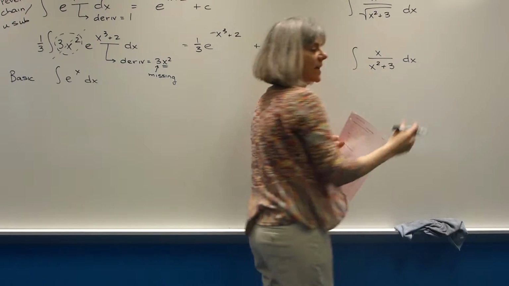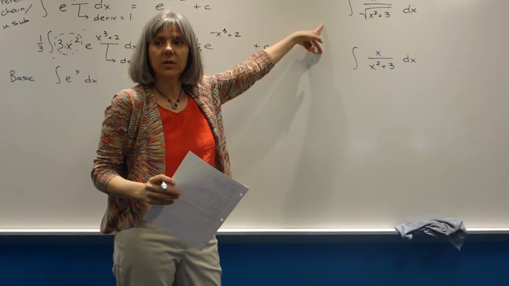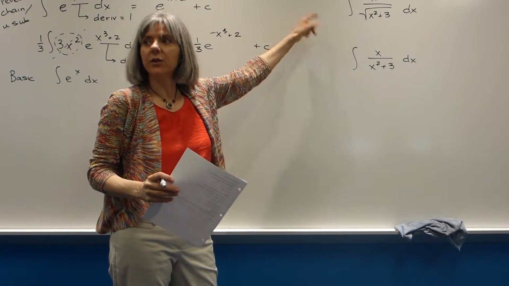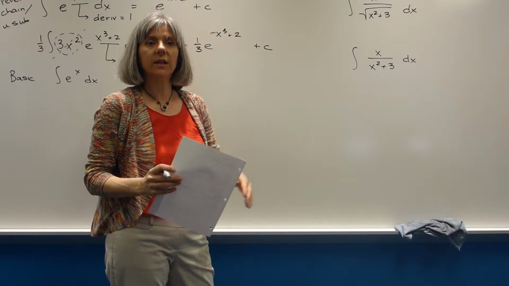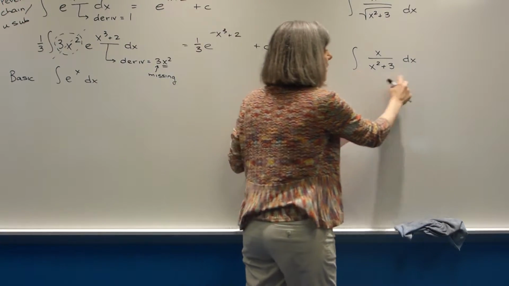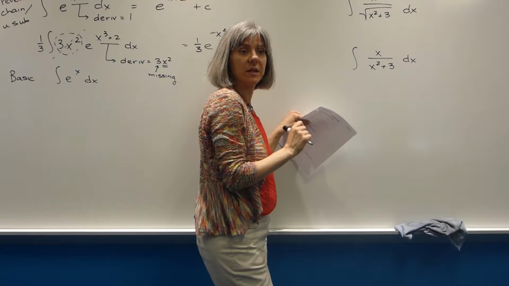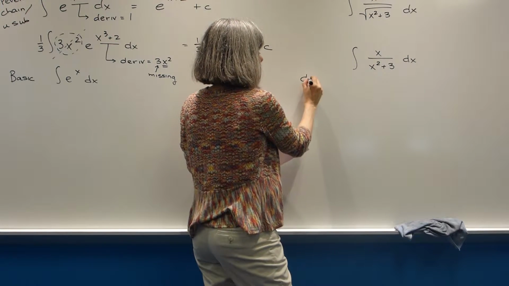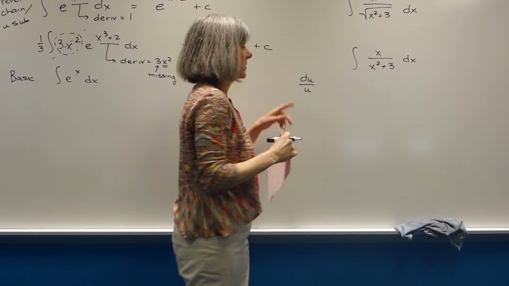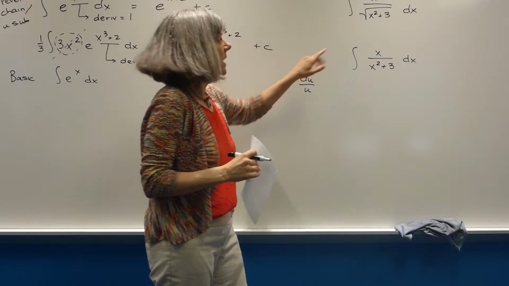What's the question we need to ask when we encounter a fraction? Is it a ln? That's your very first question. Is it a ln? And in order to be a ln, the entire derivative of the denominator must be in the top. So we're looking for this, du over u. The derivative of the bottom is in the top.